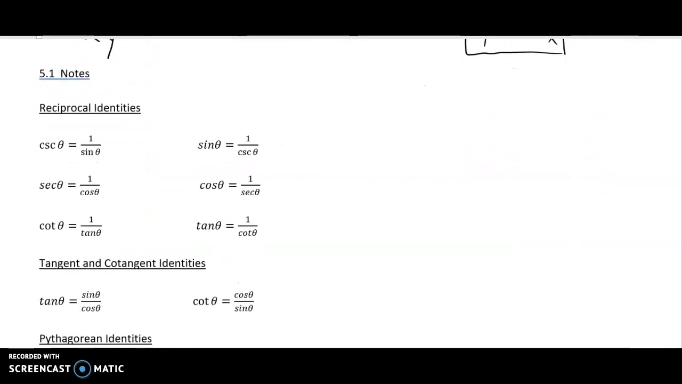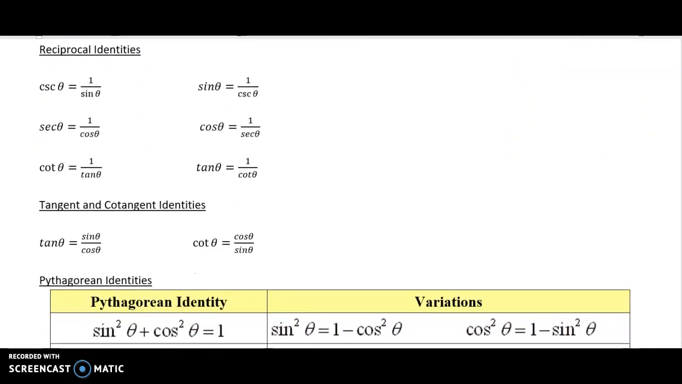Now let's get into the real notes of the day. Let's talk about the reciprocal identities, which say that when cosecant is in the top of a fraction, it is equal to having sine in the bottom of a fraction. This is a reciprocal identity. Identity means that they're equal. They're identical to each other. They may look different, but they are equal to each other.